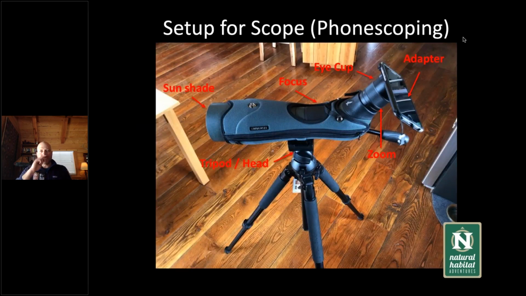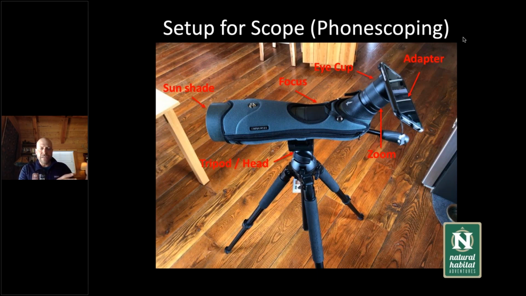Okay, so I want to talk a little bit about my personal setup for my scope, and then I'll also talk about my binoculars, and then I'm going to go ahead and demonstrate the setup for you here. Hopefully you'll be able to see that on the video and see how really pretty simple it is. So from left to right, I want to talk about some of the anatomy of the spotting scope.